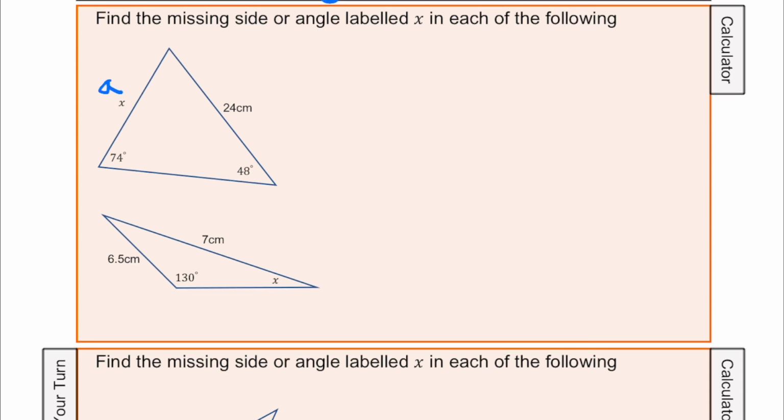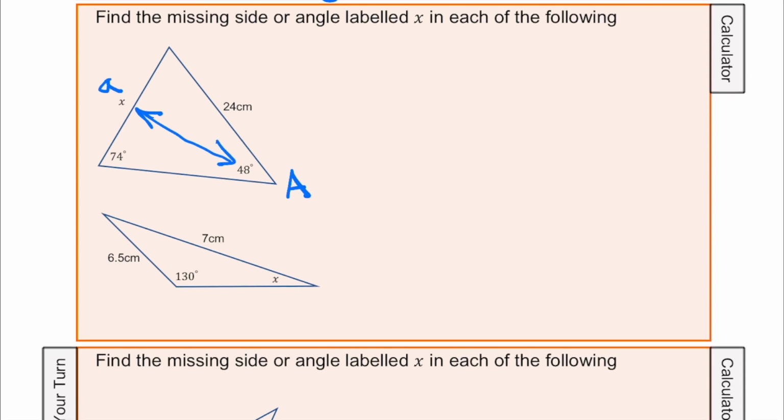And then remember, directly opposite that needs to be your capital A. And then the B's and C's can actually go either way round. So let's put this side here that we're given, the 24, as lowercase b. Directly opposite that will be capital B. And then my C's must be the other missing parts.